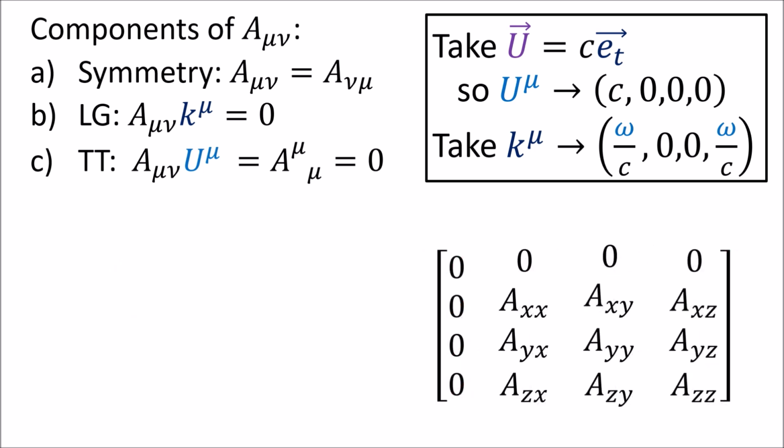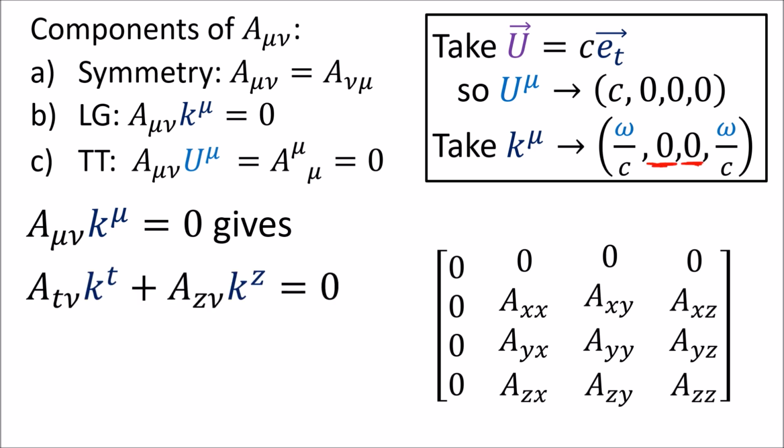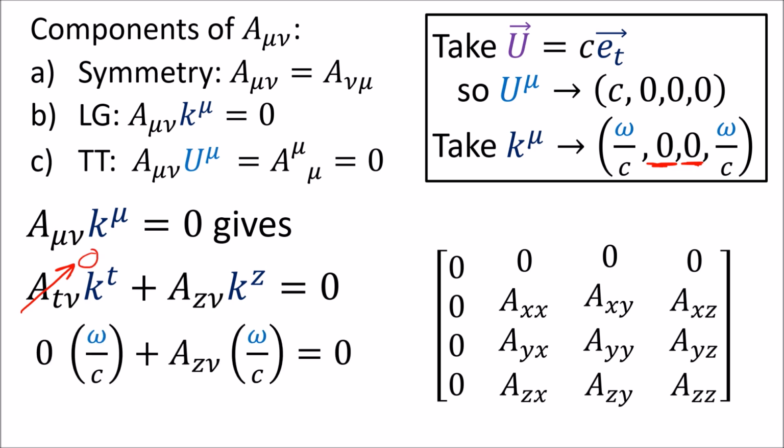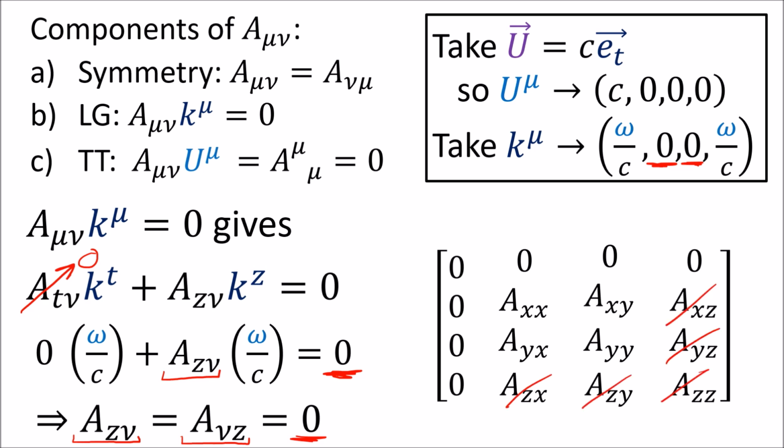Next, using the constraint with the wave vector, we get this summation where the x and y components of the vector are 0. We already showed that A components involving a t index are 0. So this constraint results in A components with the first index of z going to 0. And by symmetry of A, all components involving a z index go to 0.